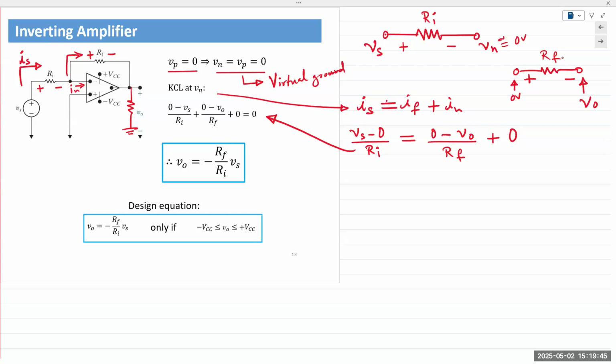Even if it does have a load, there'll be current flowing through that load resistor. So V out would have some value, but it does not affect that path for RF. Yes, actually, that's a good point. Whether RF is in parallel with RO, right? Yes, there are some problems and cases where we actually do that, but not for this class.